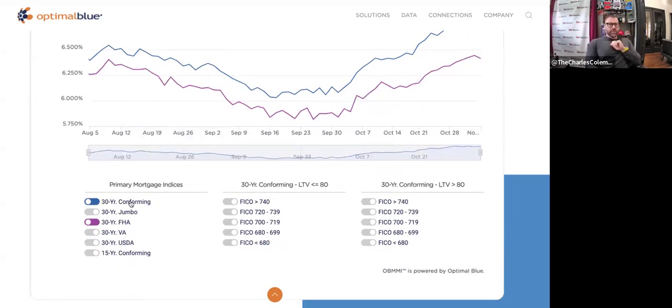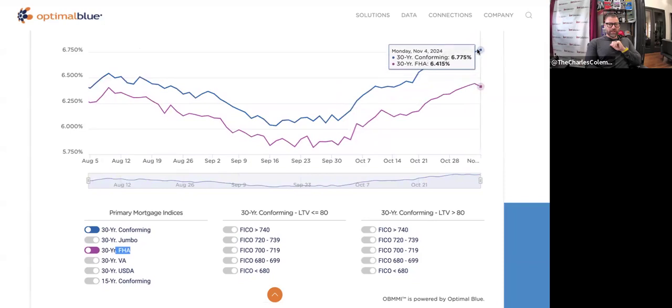If we're looking at this thing, we've got 30-year conforming, we've got FHA, and guys, it's going up and it's going up and it's going up and it's going up. And look, there's a little bit of a tick down for FHA. And yet we don't know what tomorrow's going to hold.